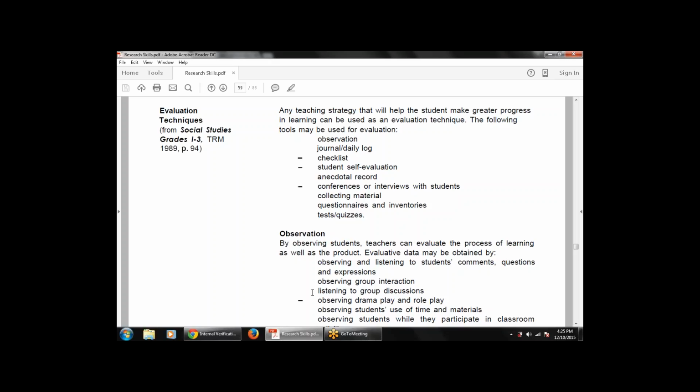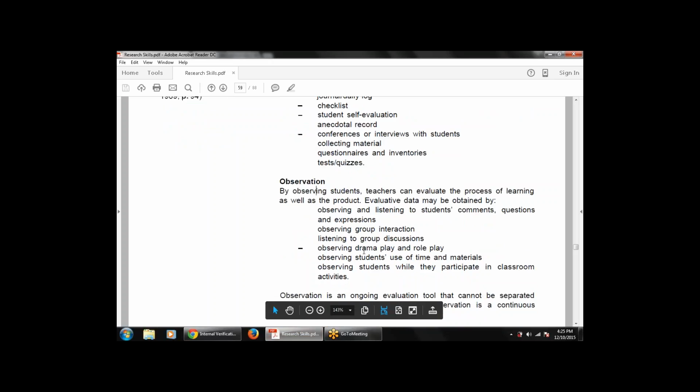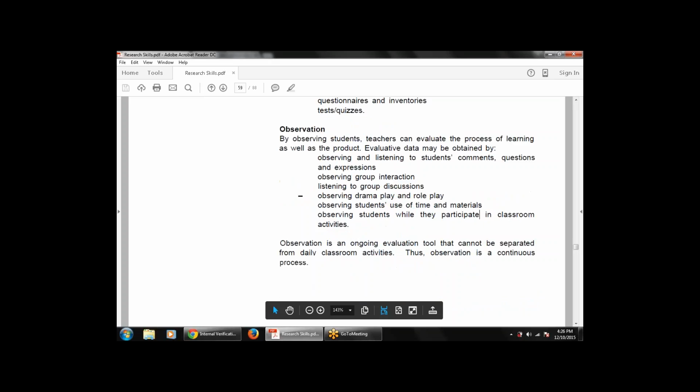Then listening to the group discussions, whatever the group discusses. Then observing drama play and role play, observing the students' use of time and material, and observing the students while they participate in classroom activity.